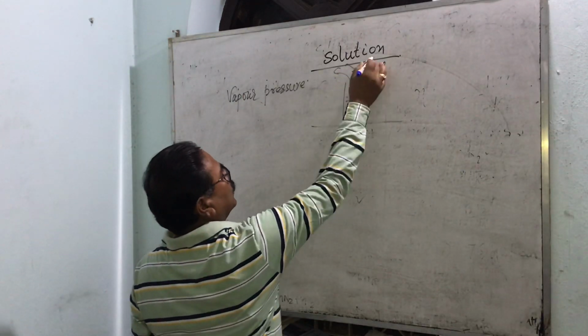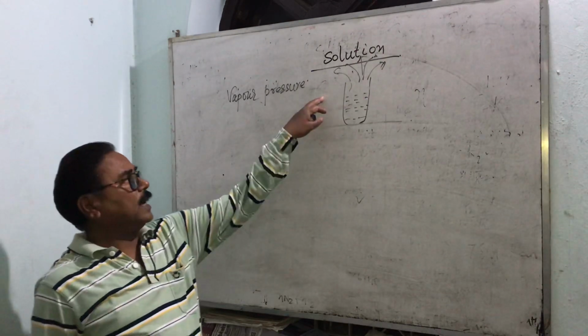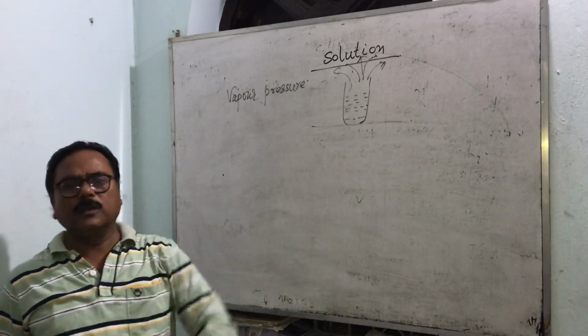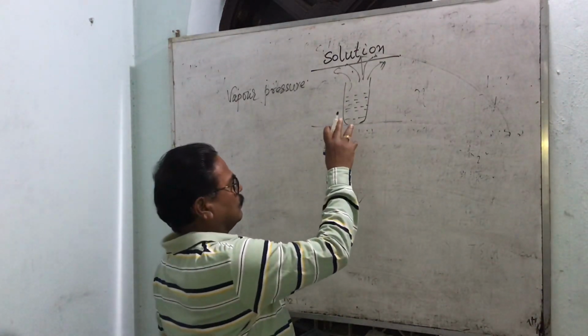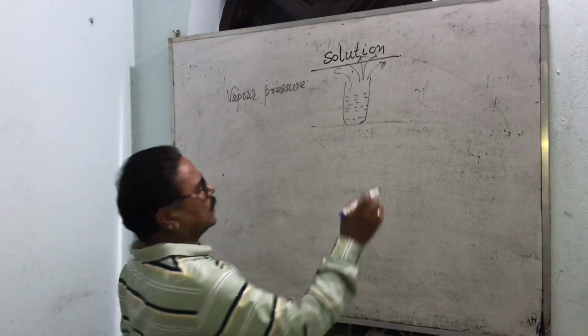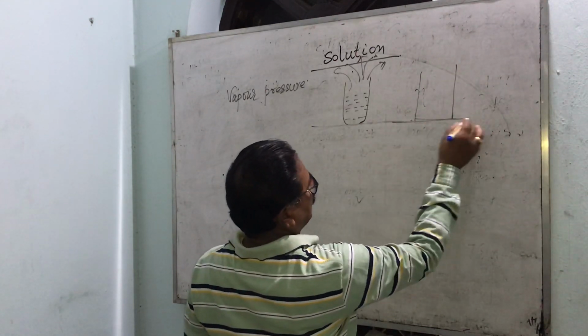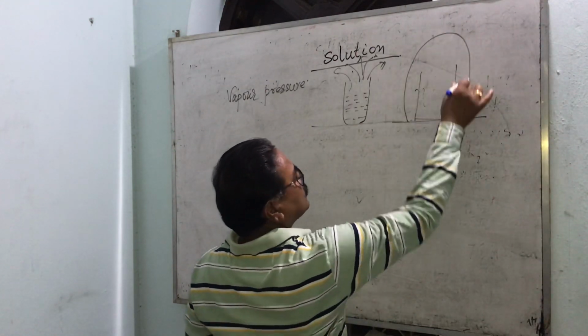The vapor will go into the atmosphere, so there is no situation of equilibrium, and there is no factor to consider the vapor pressure. Now, that can only happen if the pot is closed one.